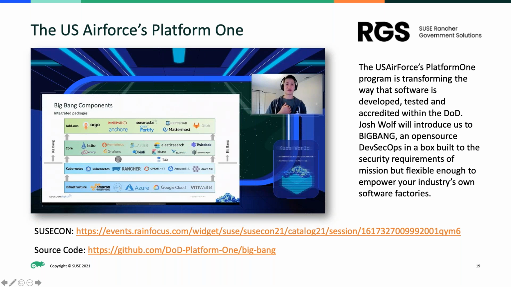So one thing that I also want to mention after our little demo, indeed, the SUSE Rancher government solutions team also has been helping the US Air Force to develop this DevSecOps in a box program. The source code is here. It's called Platform 1, the Big Bang project. So we have this architect, Josh Wolf, who explained how it works and how we can build it.